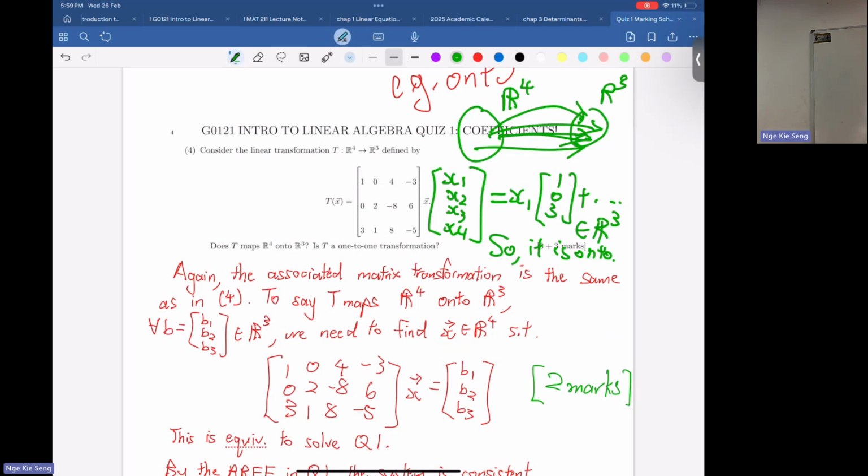There's a very important concept here. Onto means you need to hit everyone. If you just compute like this, it's just that, okay, good, you get the right vector, it's in R3 already. But onto, you need to check for everyone. Yeah, this is the main mistake I see.